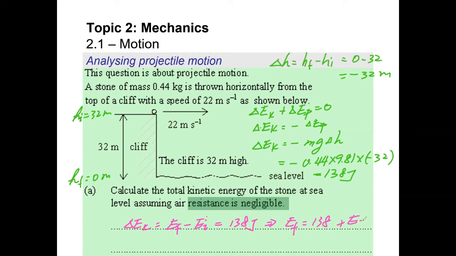From here, final kinetic energy equals 138 plus the initial kinetic energy. So final kinetic energy equals 138 plus initial kinetic energy, which is 1 over 2 mass times velocity squared, equals 138 plus 1 over 2 times mass 0.44 times initial velocity 22 squared. We get 240 joules. So the total kinetic energy of the stone at sea level is 240 joules.